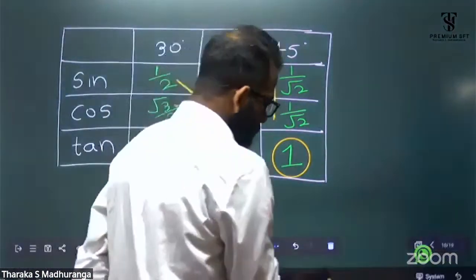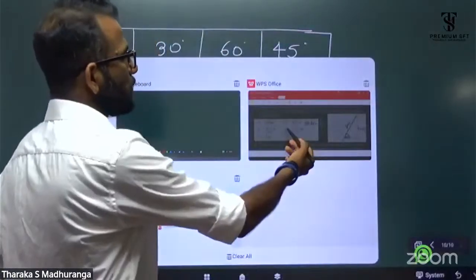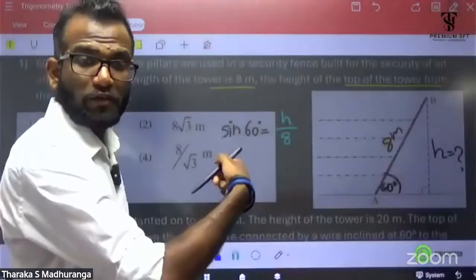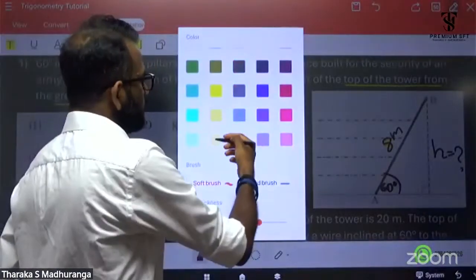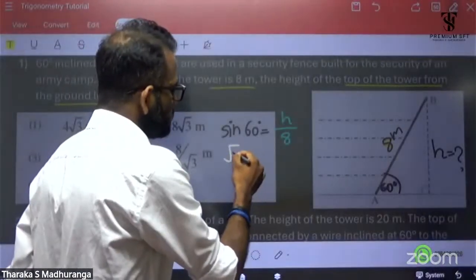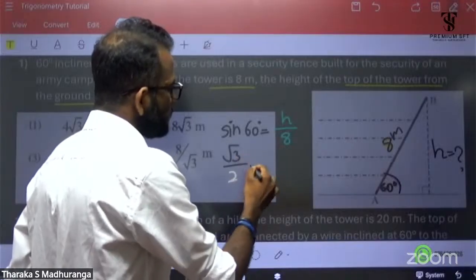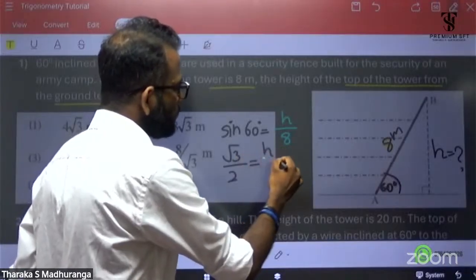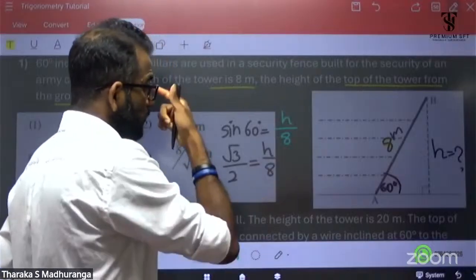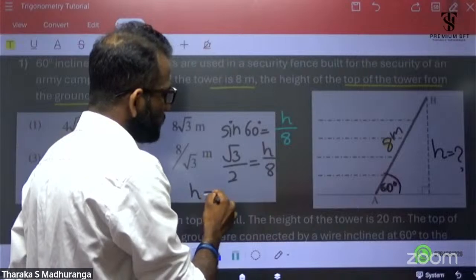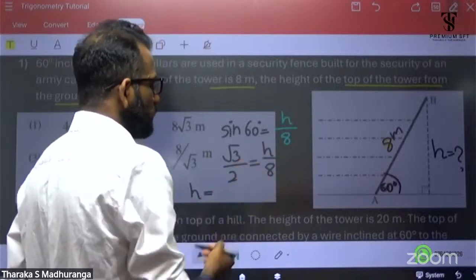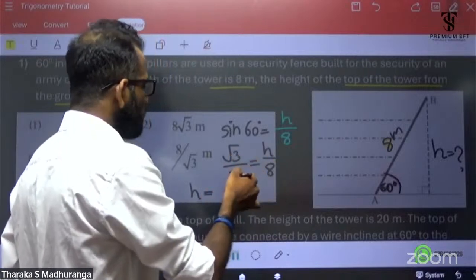Okay, let's go to the question. Now what's the value of sine 60? Sine 60 equals root 3 over 2. Root 3 over 2 equals h over 8. Now what is h? H equals 8 root 3 over 2.